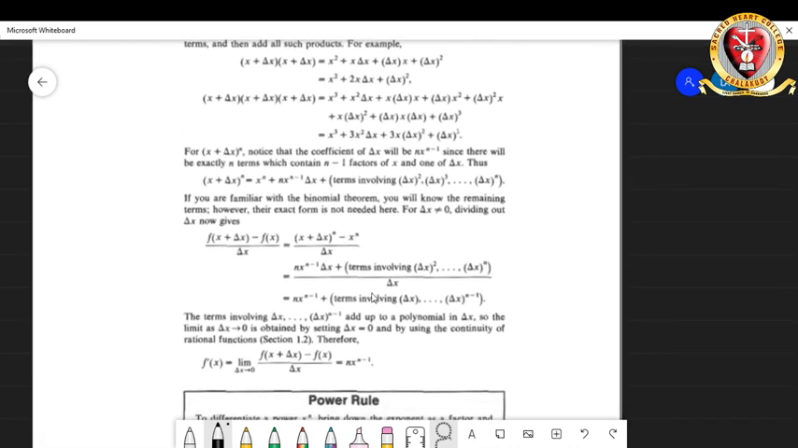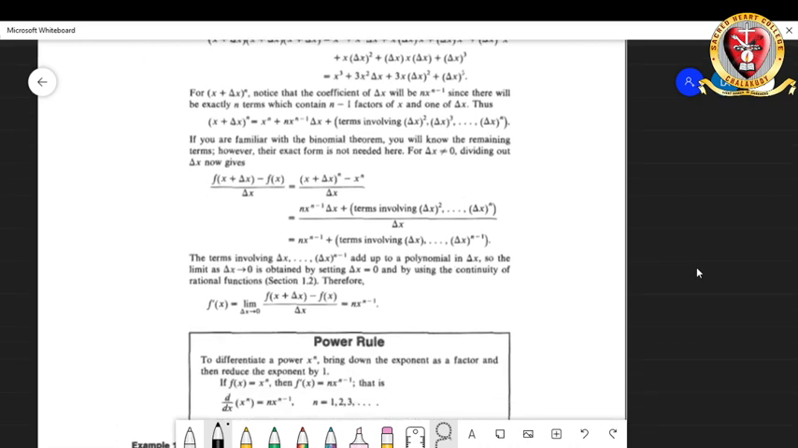So inside the braces, when you add them up, that will be a polynomial in the variable delta x, right? So when delta x tends to 0, all the terms sitting inside the braces will tend to 0, because that polynomial is 0. So on the left hand side, when you apply limit delta x tends to 0, f of x plus delta x minus f of x divided by delta x is nothing but f dash of x. So that will become nothing but n into x raised to n minus 1.